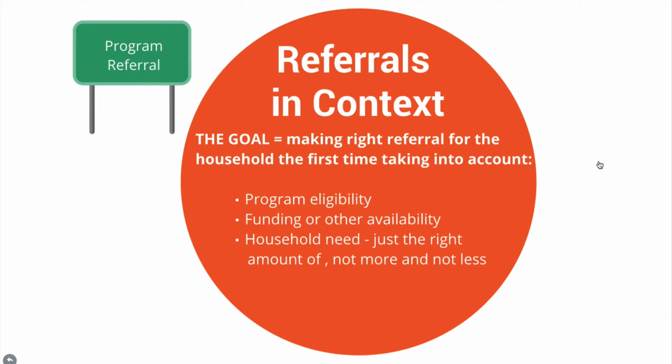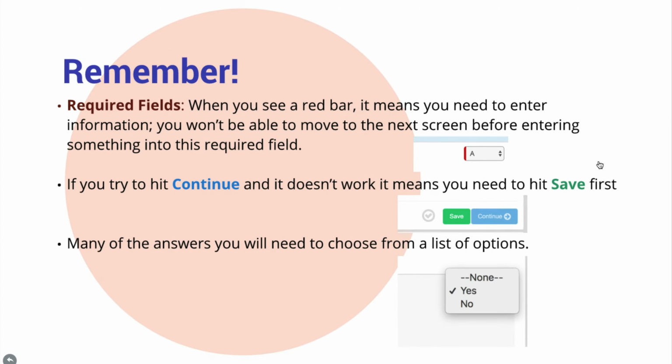When you're using OC Connect, remember if you see a red bar, it means you need to enter information, and you won't be able to move to the next screen before you enter something into the required field. If you try to hit continue and it doesn't work, it means you need to hit save first. Many of the answers you'll need in OC Connect, you'll choose from a list of options. And if you're typing in the database as you talk with clients, we recommend that you sit on the same side of the table so both you and the client can see the screen that you're working on.